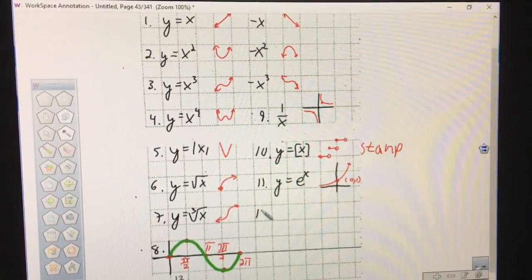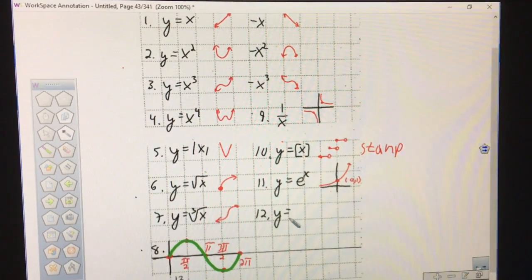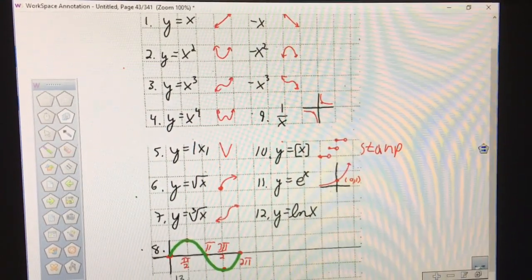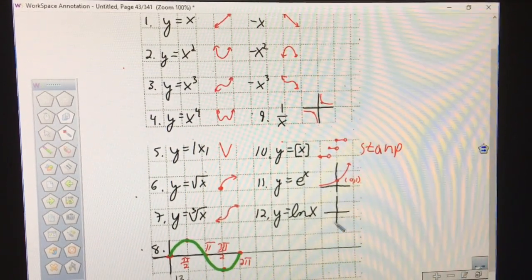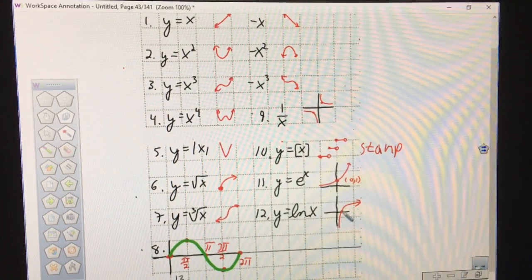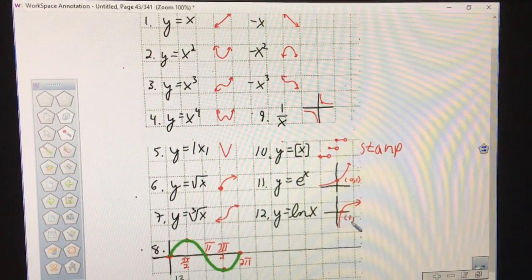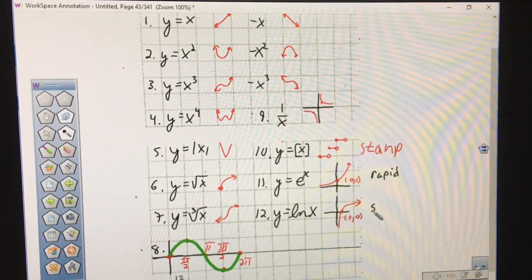Number 12. Well, if I do e to the x, I'm going to do the inverse of that, ln. ln of x. I'm going to draw a cursive so you can see that it's an l and an n in cursive. ln of x. I'm going to draw my xy axis. ln of x is a little bit different. It grows up along the y-axis slowly, and it curves off. That has an important coordinate also. Instead of being 0, 1, it's the inverse of 0, 1, and it goes through 1, 0. But it's still growth. This is rapid growth, and this is slow growth.